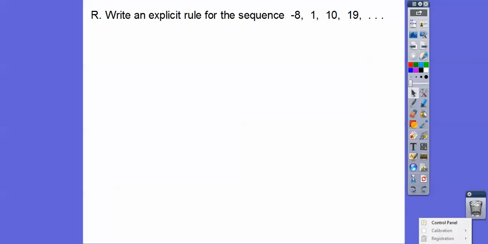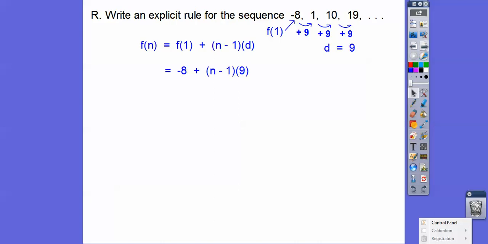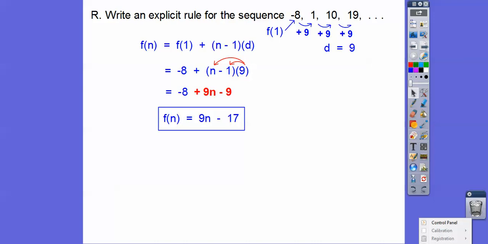All right, write an explicit rule for this sequence. Looks like this one's going up plus 9, plus 9, plus 9. Can you see that right there? So our common difference is plus 9, and our first term is negative 8. So we just plug it into this formula. Negative 8 goes right here, plus n minus 1 times, in this case, 9. Our common difference is 9. Distribute the 9 through and then combine like terms, and there we go.